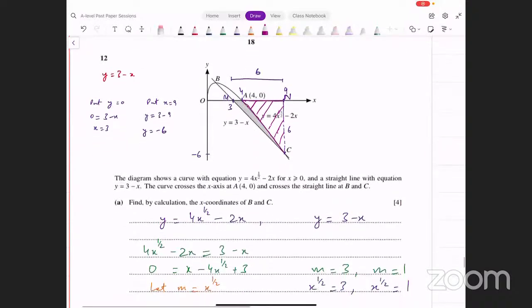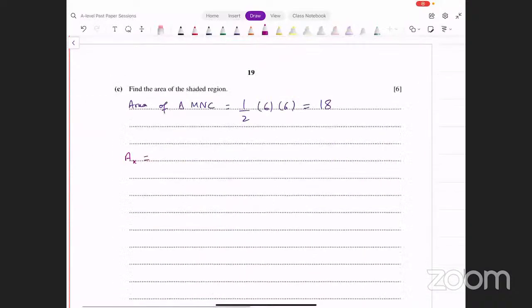With limits 4 and 9. Curve की equation क्या है? मैं formula पहले लिख देता हूँ. Area between curve and x-axis. What's the formula for that? Y dx with limits a to b.